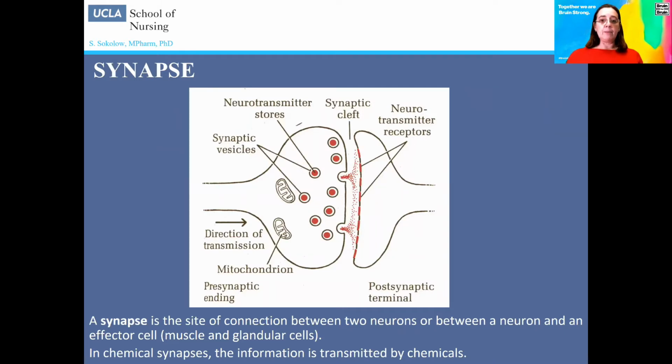So, synapse. I'm sure you know this from your physiology or pathophysiology class, but in order to understand how the neurotransmitters work, it's good to have a little review of what a synapse is. A synapse is the site of connection between two neurons or between a neuron and an effector cell, so it can be a neuron and a skeletal muscle cell. On the presynaptic ending, you have synaptic vesicles that are the storage of the neurotransmitter, and on the postsynaptic terminal, you have the neurotransmitter receptor. When a synaptic vesicle releases the neurotransmitter in the synaptic cleft, those neurotransmitters bind to the receptor on the postsynaptic terminal and induce a signal. So in chemical synapses, the information is transmitted by a chemical.